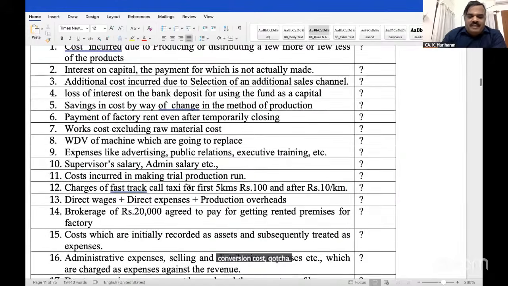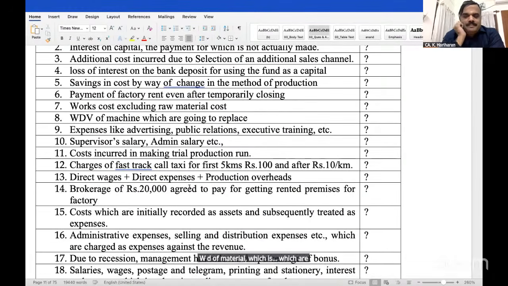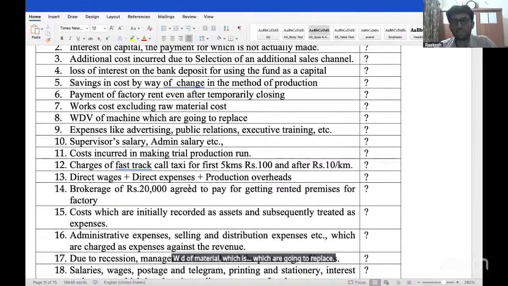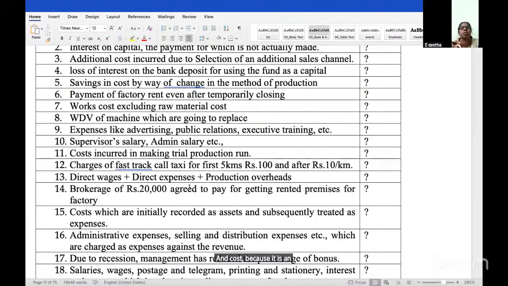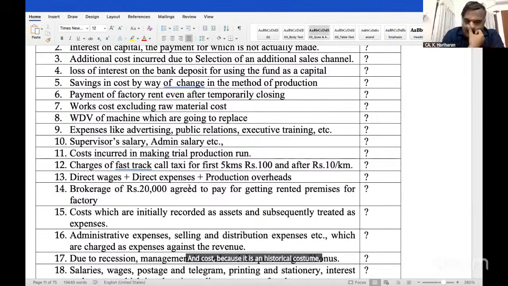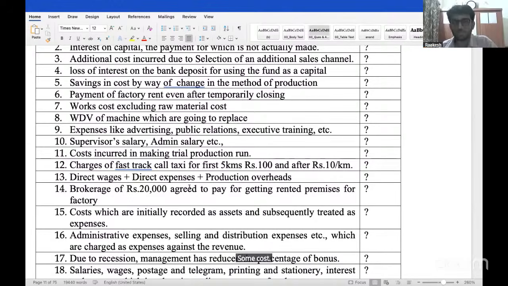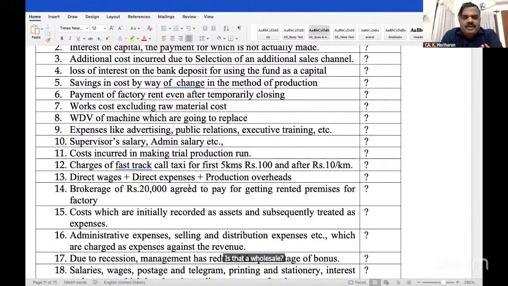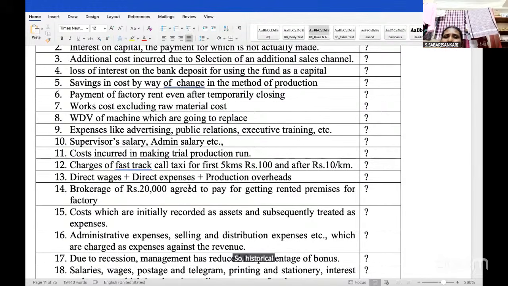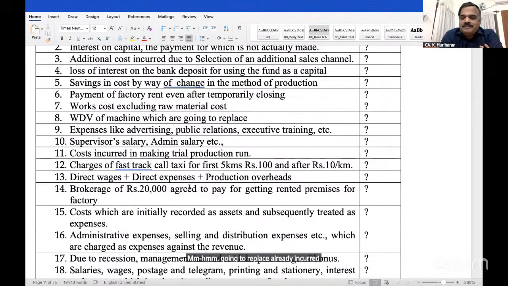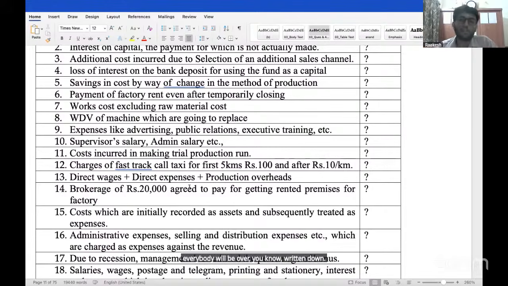WDV of material which are going to be replaced. Sunk cost, sir, because it is a historical cost. Sunk cost. Very good. Already incurred, not useful for decision making purpose. So historical அது cost. Replacement cost இல்லையா sir? Going to replace, already incurred cost. WDV already over, written down.